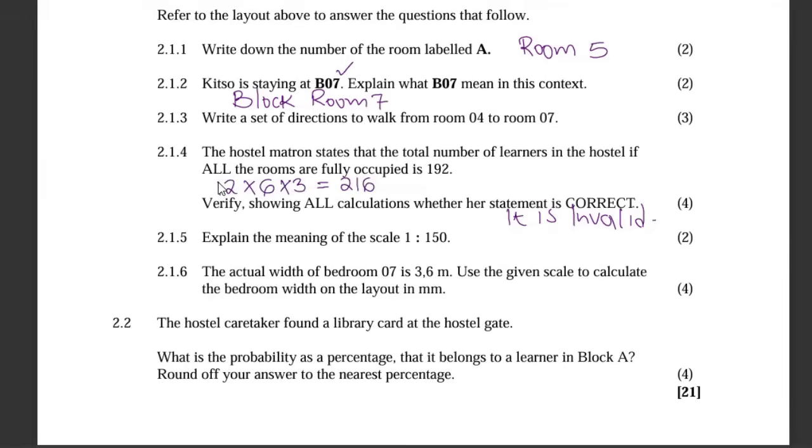216. Now we add on the number of learners that we left out from room number 7 of each of the 12 blocks. So, 12 times 4, which is what? 48. And when you add on 48, we got the answer as 264.